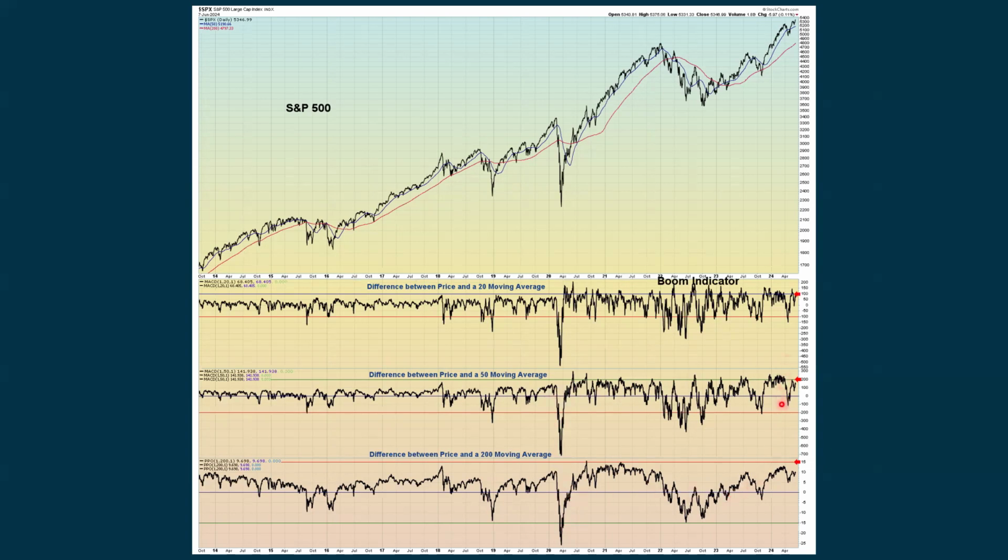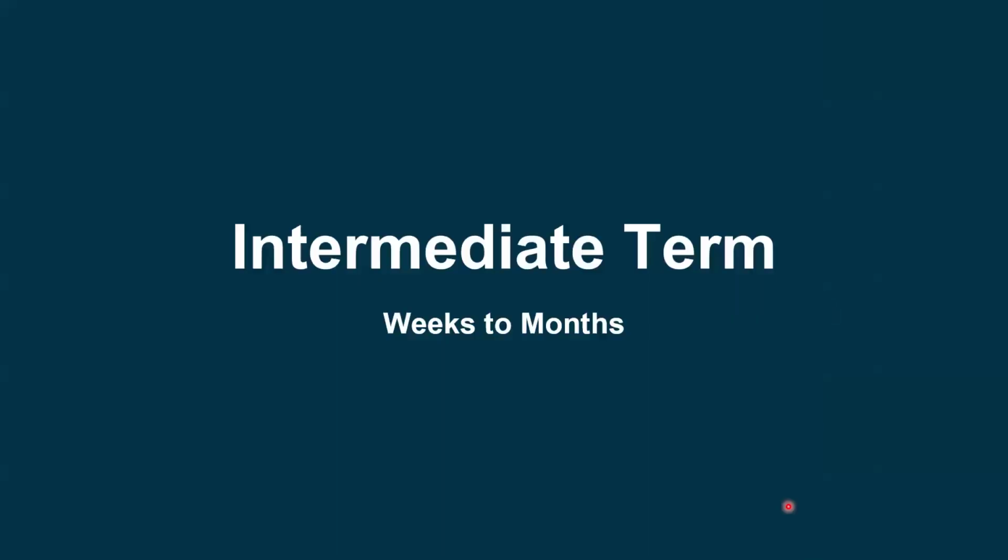So we're holding up here, but we use this like oscillators, looking for extreme positive or negative readings, and we're not getting any of those right now.